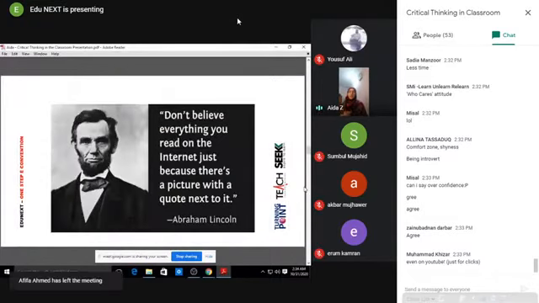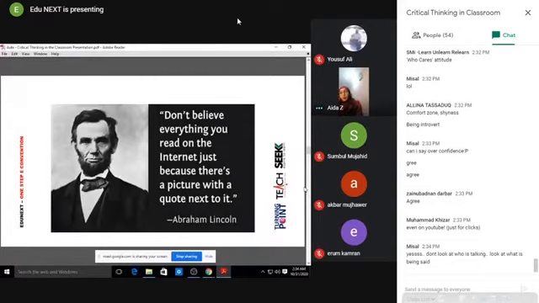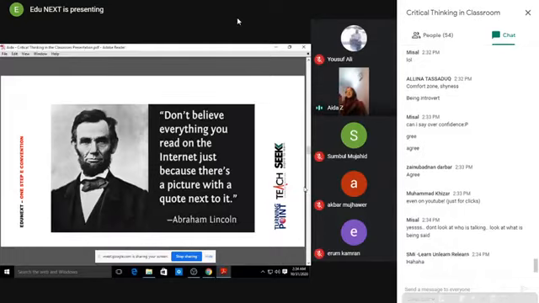Yeah, take a look. So we all know Abraham Lincoln, right? First president of the United States. Don't believe everything you read on the internet just because there's a picture with a quote next to it. Abraham Lincoln. What's wrong with this picture? Come on, people, what's wrong with this picture?